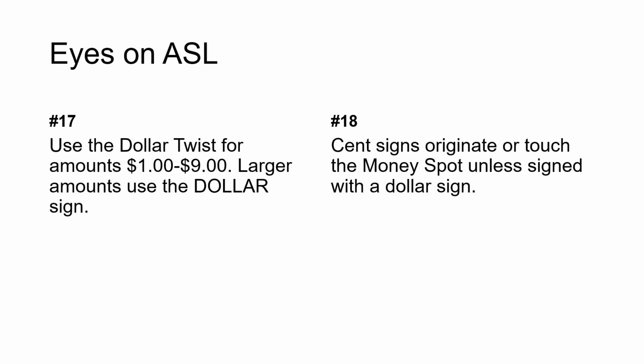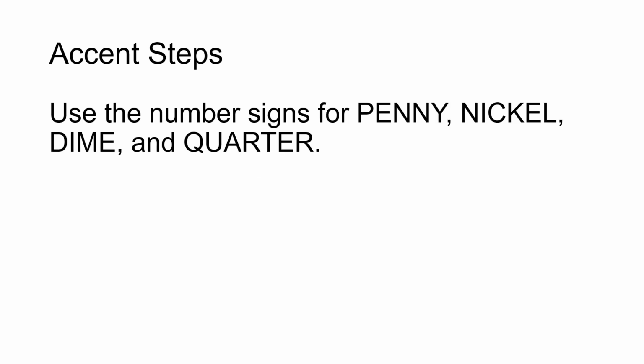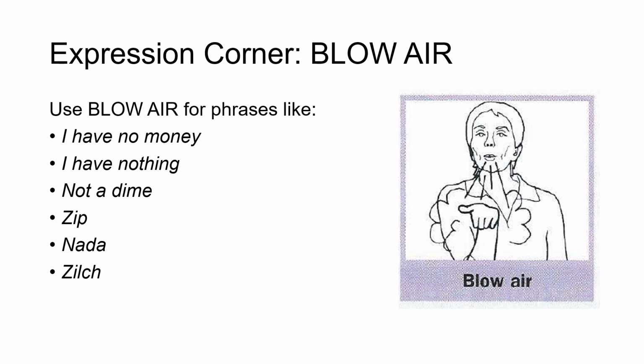Eyes on ASL 18. Cent signs originate or touch the money spot unless signed with the dollar sign. Accent steps. Use the number signs for penny, nickel, dime, and quarter. Expression corner. Blow air. Use blow air for phrases like I have no money, I have nothing, not a dime, zip, nada, zilch.